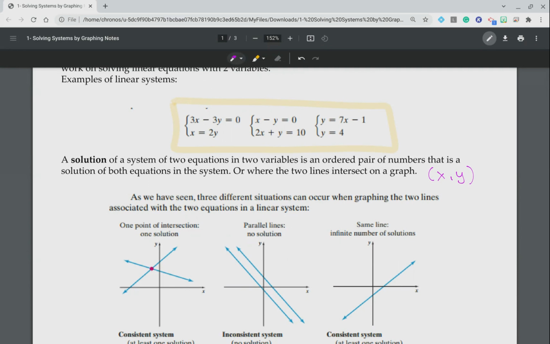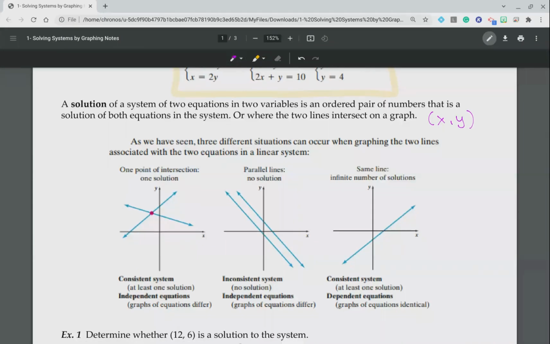Now, there are several ways to solve these equations, and today we're going to talk about doing those with graphing. So we are going to solve systems of equations by graphing. If you have two lines on a graph that intersect at one point, like this one all the way on the left, we are going to have one solution. If you graph two lines and they are parallel and they never intersect, it's going to be no solution.